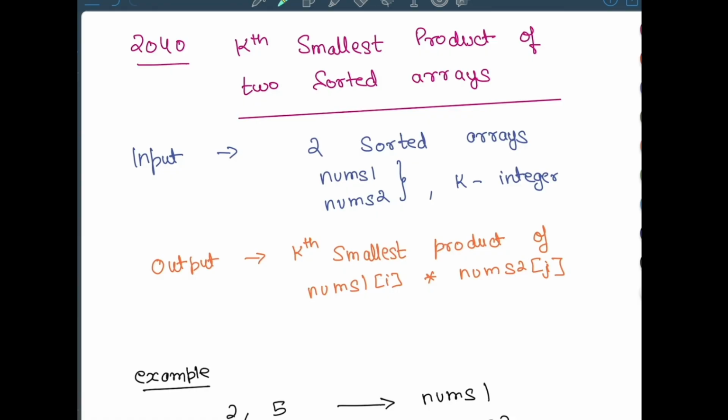We need to find what is the kth smallest product of nums1 of i and nums2 of j. This i and j are the indexes in nums1 array and nums2 array. So we need to choose some index i and some index j from the array nums1 and nums2, multiply the elements at those indexes and return it if that product is the kth smallest product.